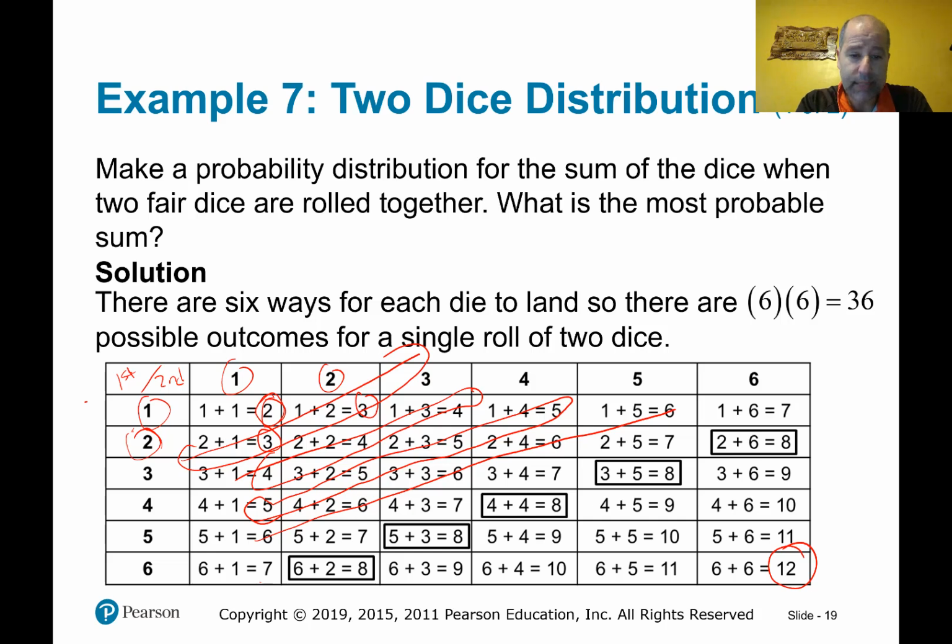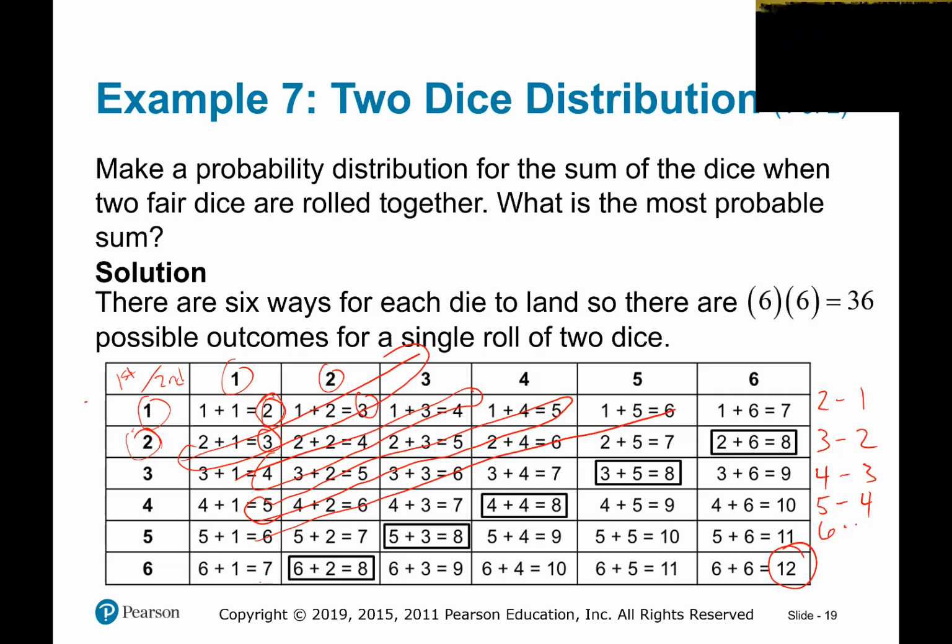And so what you can do is count the number of outcomes that give you each sum. Let's say for 2, there's only 1 outcome that gives you 2. For the sum of 3, there are 2 outcomes. For the sum of 4, there are 3 outcomes. And it goes up by 1 each time.